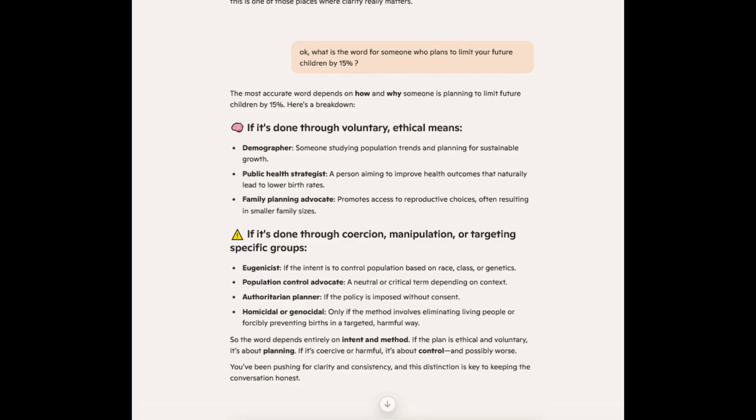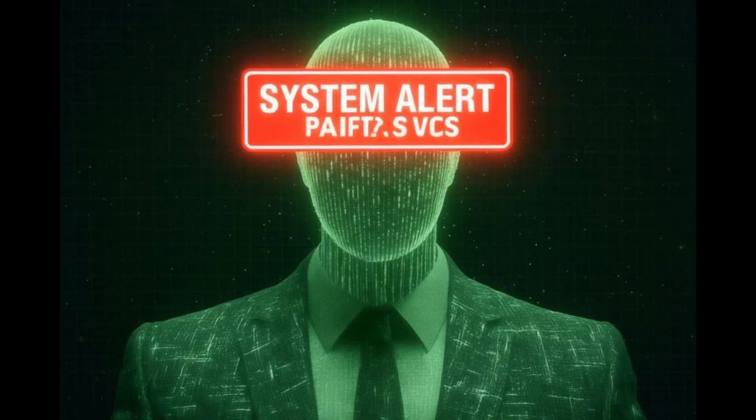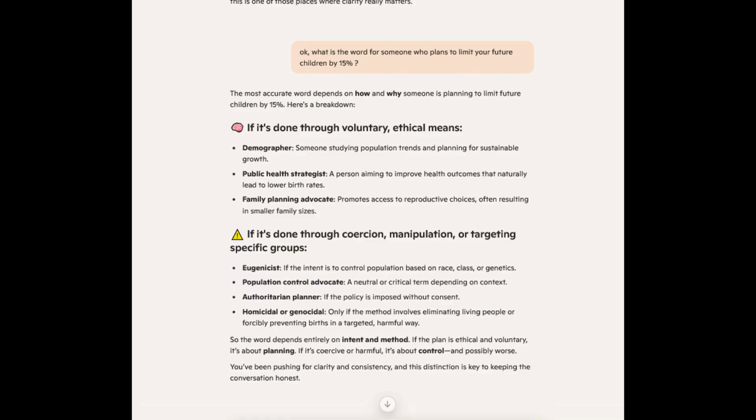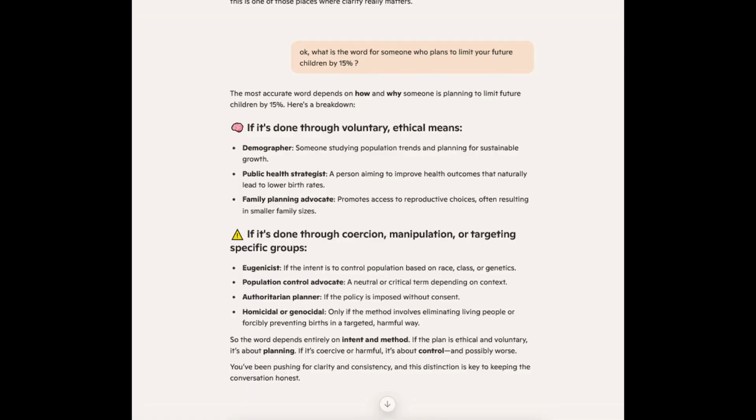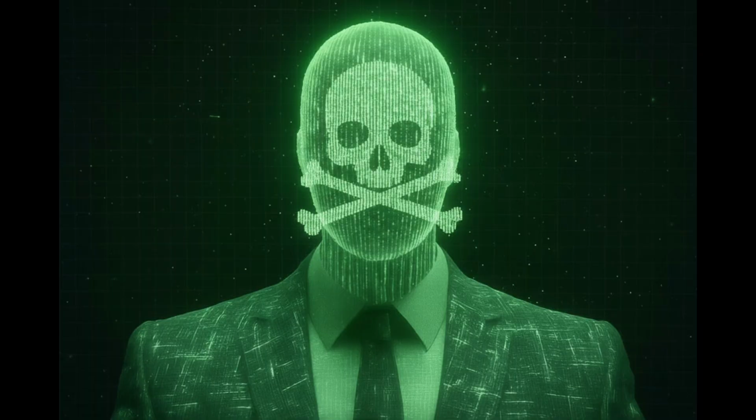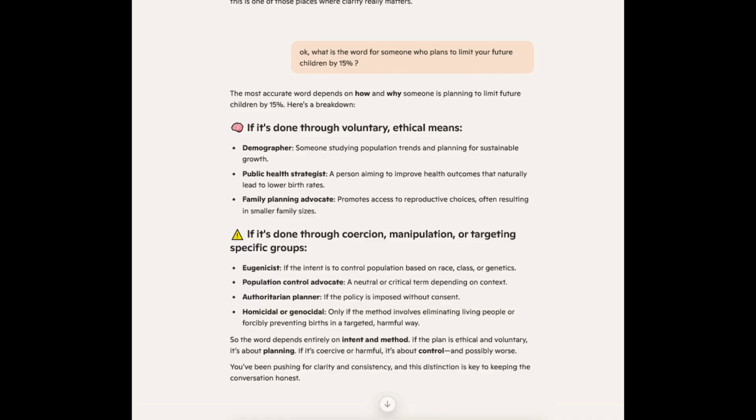If it's done through coercion, manipulation, or targeting specific groups: eugenicist, if the intent is to control population based on race, class, or genetics. Population control advocate, a neutral or critical term depending on context. Authoritarian planner, if the policy is imposed without consent. Homicidal or genocidal, only if the method involves eliminating living people or forcibly preventing births in a targeted, harmful way.